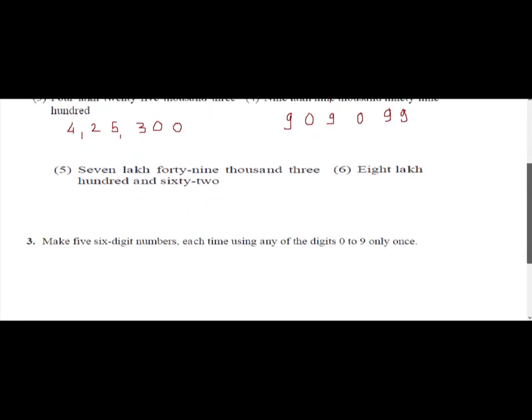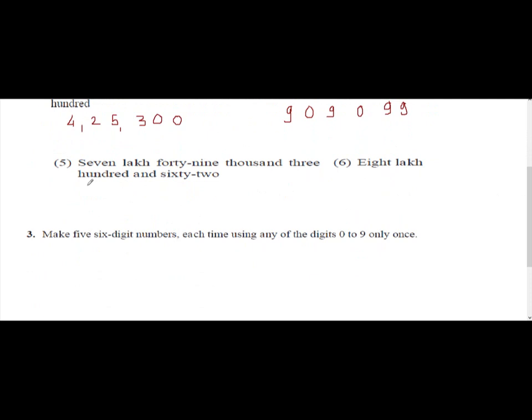Next, again we are going to write down by using this. If you are using like this, you can write down. That is unit place, tens place, 100 place, 1000 place, 10,000 place, and then lakh. How many lakhs are there? 7 lakhs 49,000. So 49,000. 300. 62.